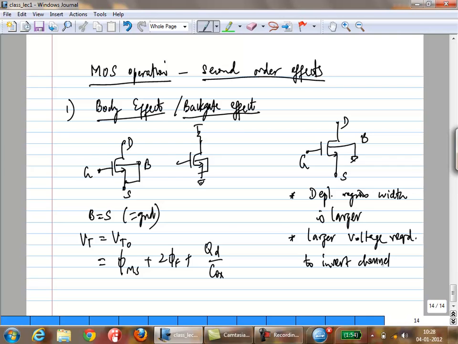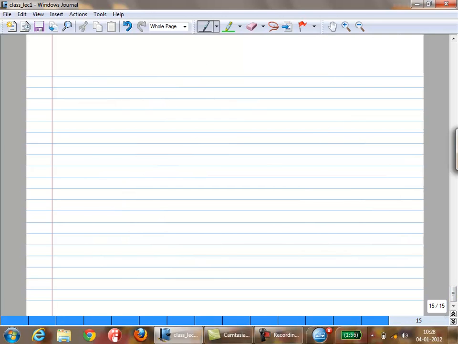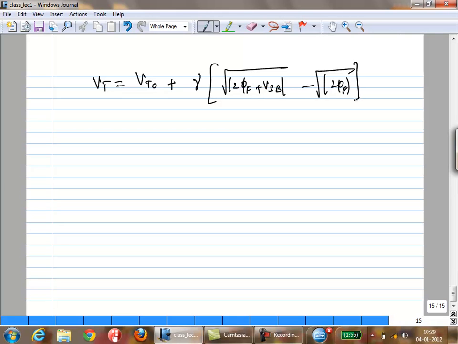Which means, obviously, that your threshold voltage is now no longer the same value. It's actually changing. So this is called body effect. The new expression for threshold voltage is the old VT naught plus a term. This is the relationship between the threshold voltage and the source bulk voltage. Obviously, when your bulk and source are connected, it's just VT naught.